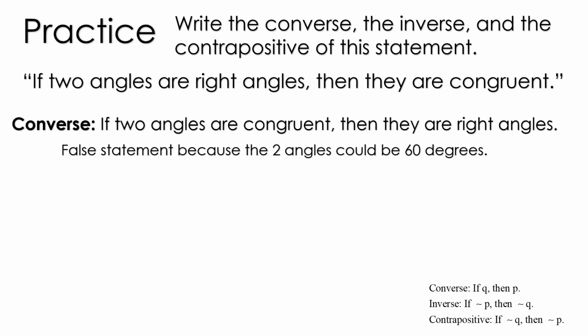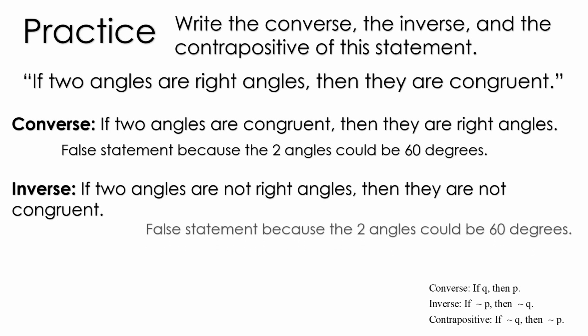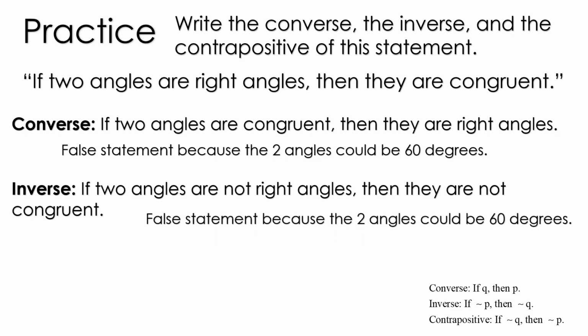All right, now our inverse. If two angles are not right angles, then they are not congruent. So is that true or false? Well, that's false because, again, the two angles could be 60 degrees. They don't have to be right angles to be congruent. They could be any two angles of the same measure.